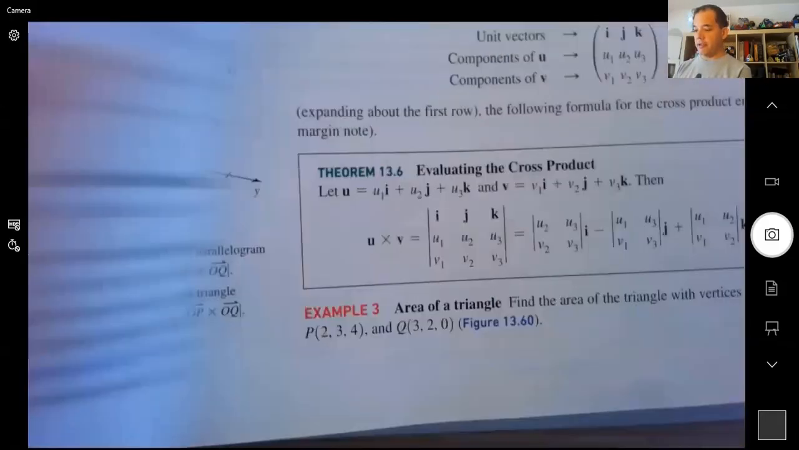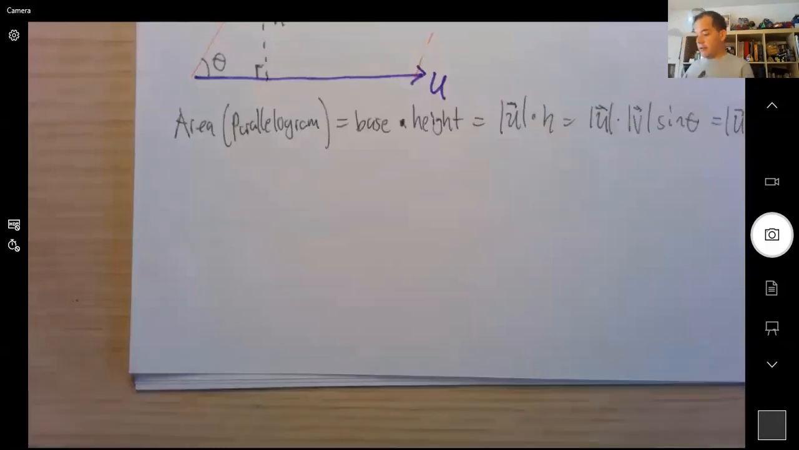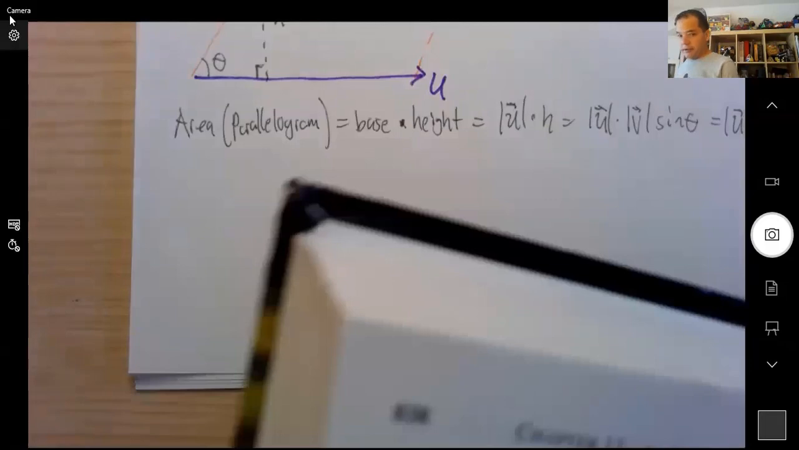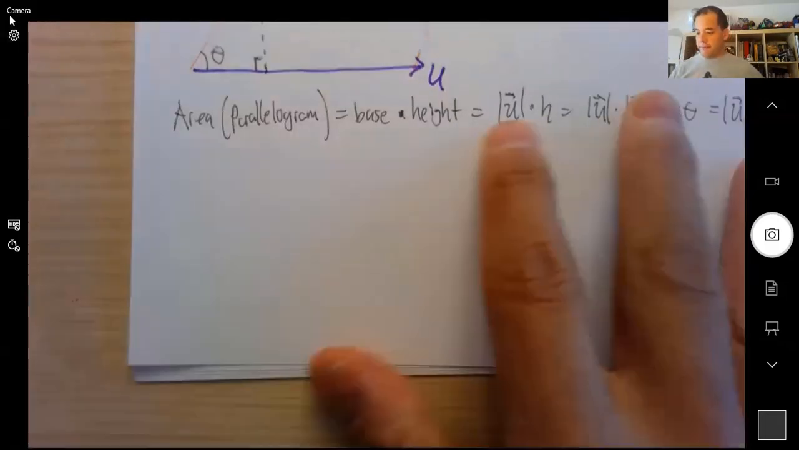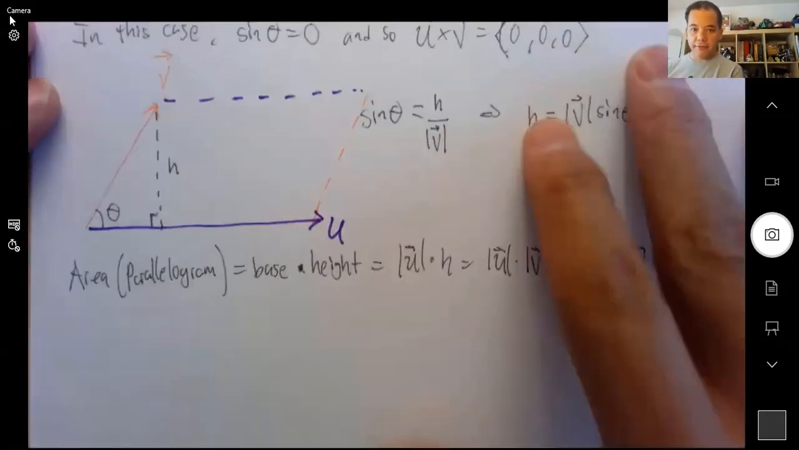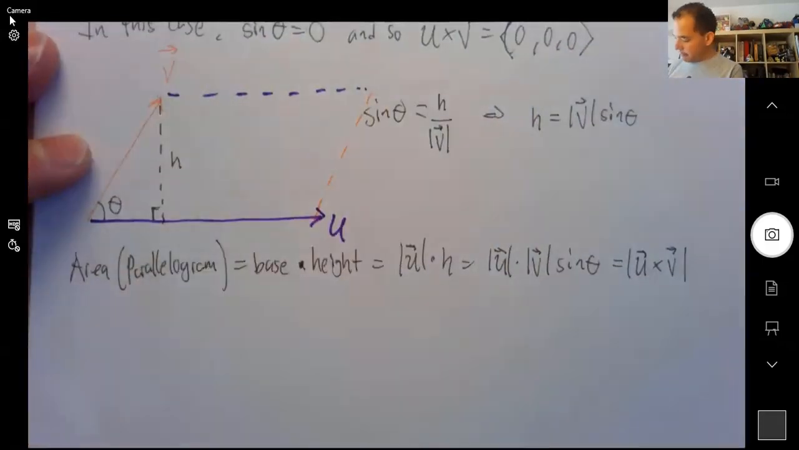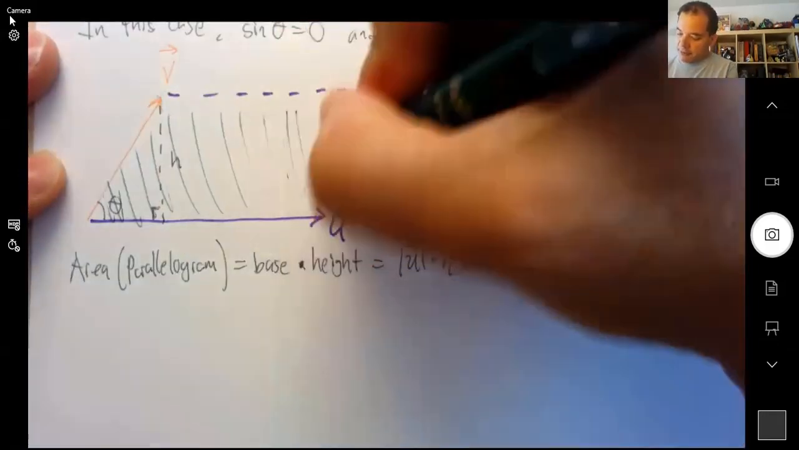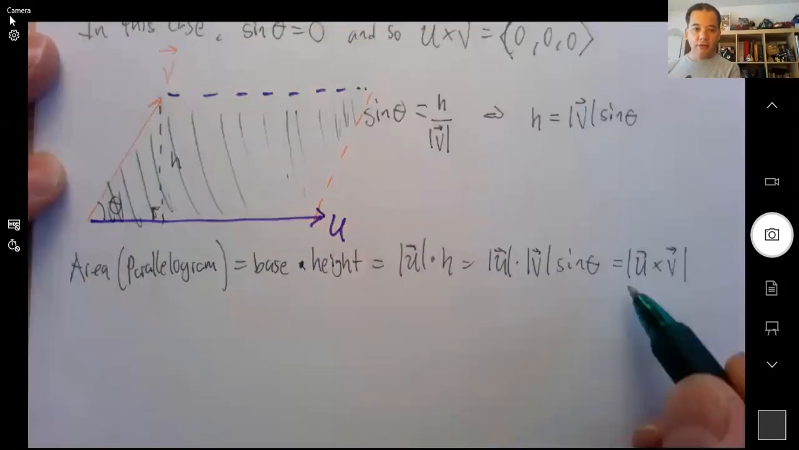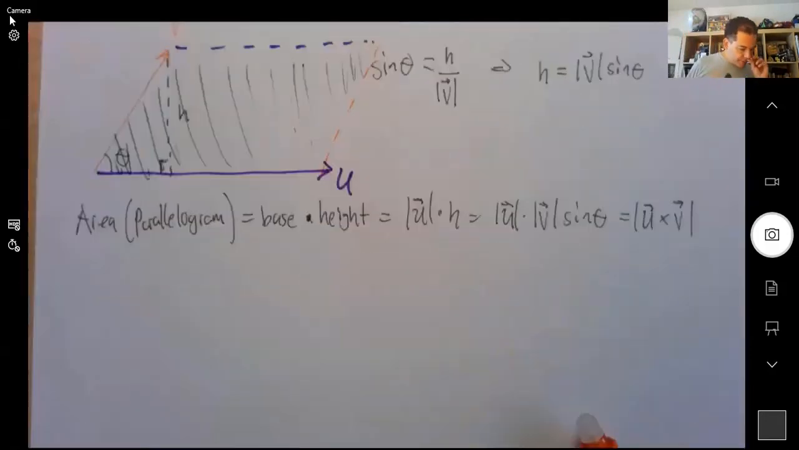All right. And now let me see if I can show you the other things that we were talking about. So we have this page over here. So we did this part about how it relates. The area of this parallelogram happens to be the magnitude of U cross V. So if we wanted to know the area of this parallelogram, we could do it with the magnitude of U cross V.